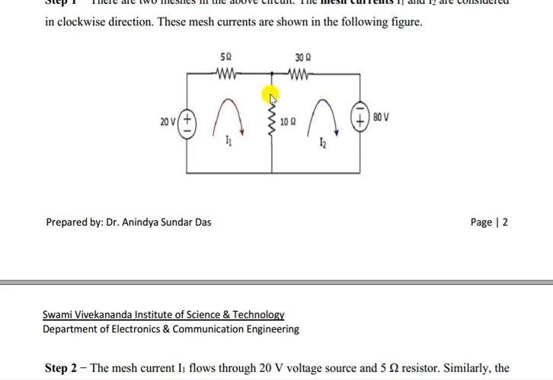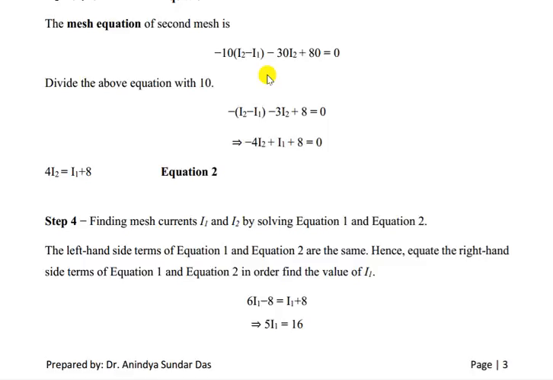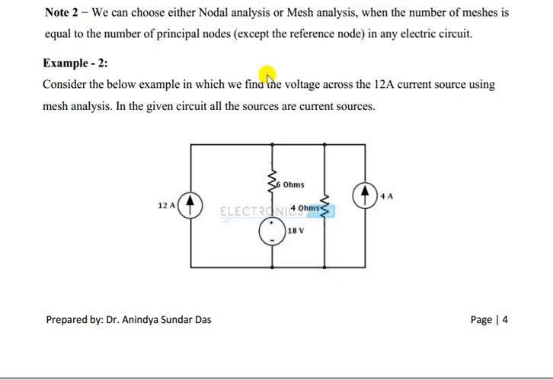For this circuit, we have two mesh equations. If you want to solve this circuit by nodal analysis, with this one grounded, this voltage is plus 20 volt and this voltage is minus 80 volt, so you only have to find one node voltage, and that will be the better one. This is how we can analyze.